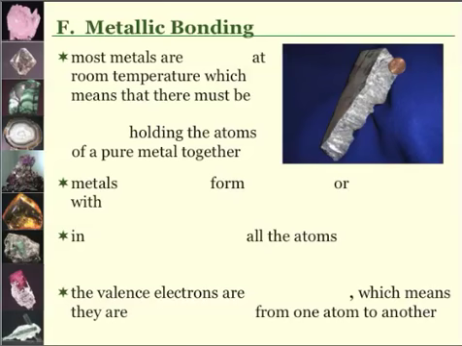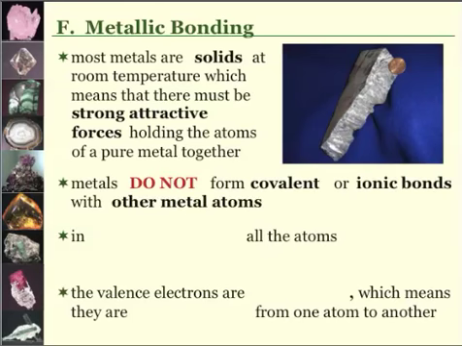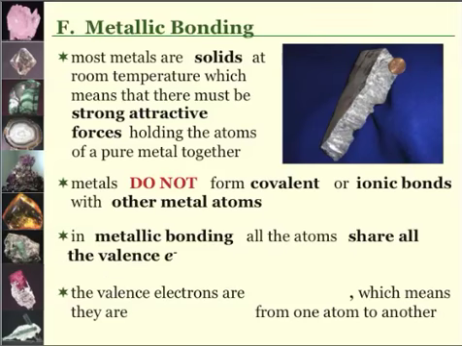So most metals are solids at room temperature, which means that there must be strong attractive forces holding the atoms of a pure metal together. So metals do not form covalent or ionic bonds with each other or other metal atoms. Okay? So in metallic bonding, all atoms share all the valence electrons.